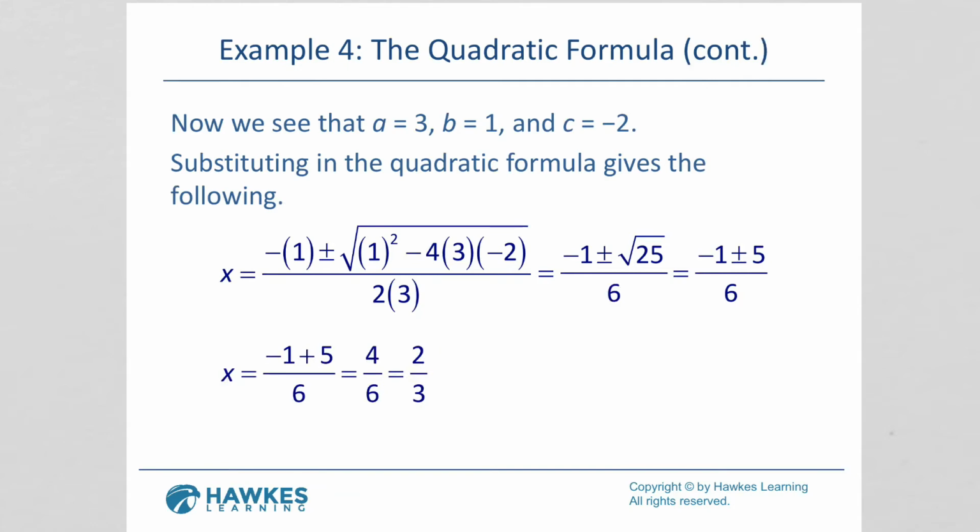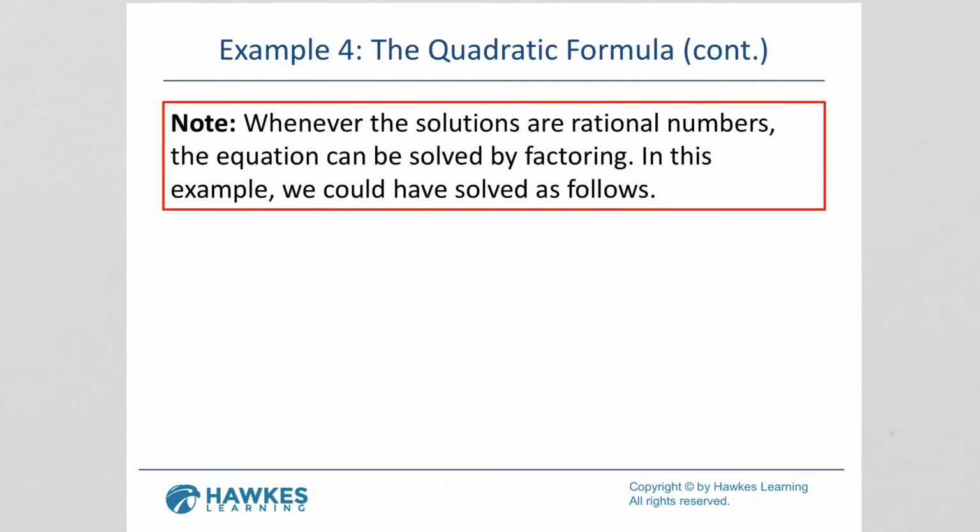So if we look at negative 1 plus 5 over 6, that ends up giving us 4 over 6 or 2 over 3. And then we look at x equaling negative 1 minus 5 over 6, which gives us negative 6 over 6, which is negative 1.